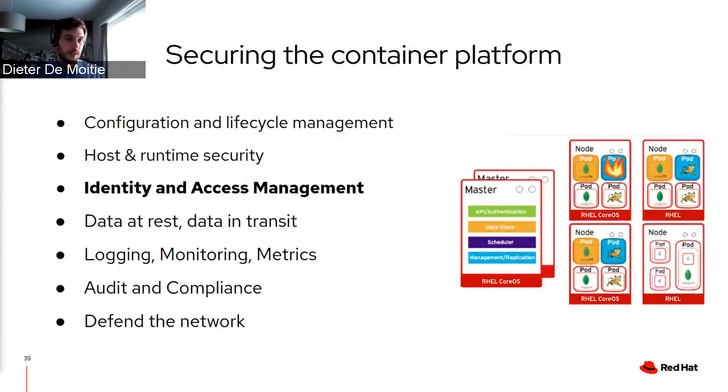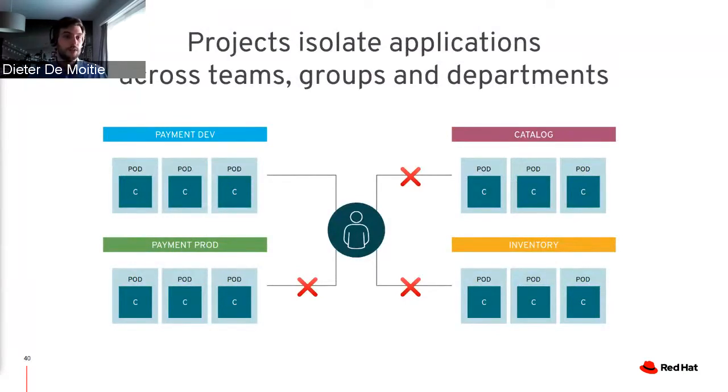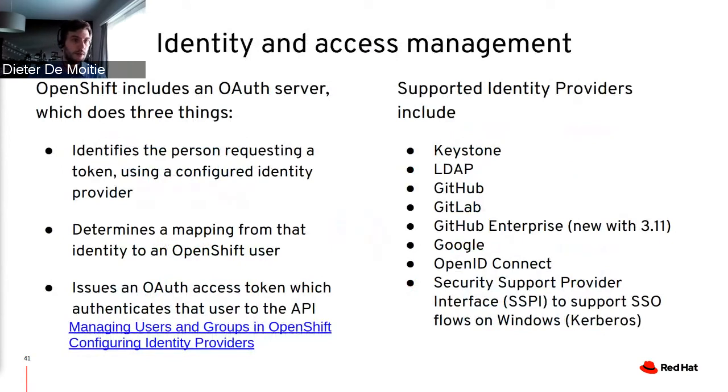Then the next thing is identity and access management. As you know, OpenShift is multi-tenant. You can create multiple projects. They isolate applications across teams, groups, departments, and so on. And then if a user logs into the platform, there is an OAuth server that is used to identify that person against one of the identity providers that you can use. The user is mapped to an OpenShift user and gets a token.